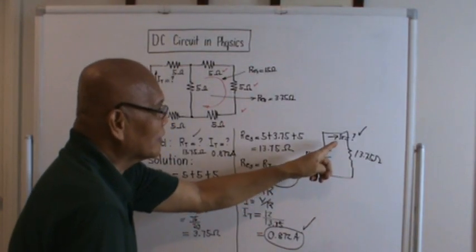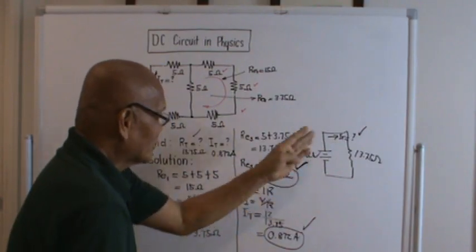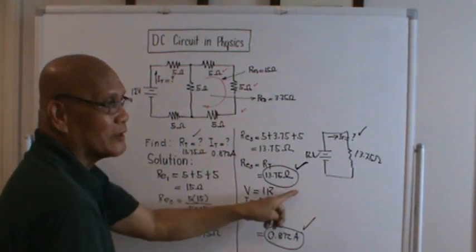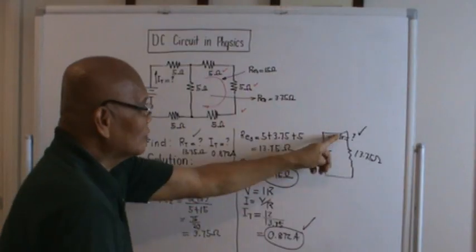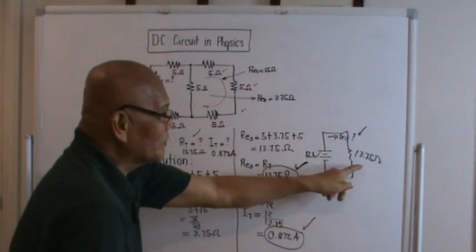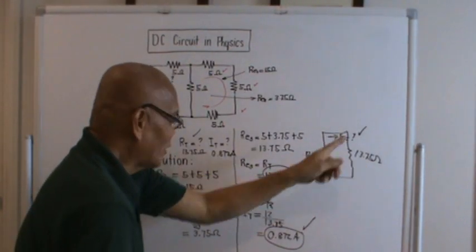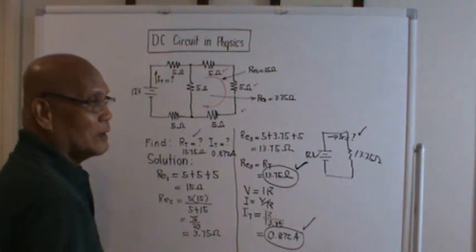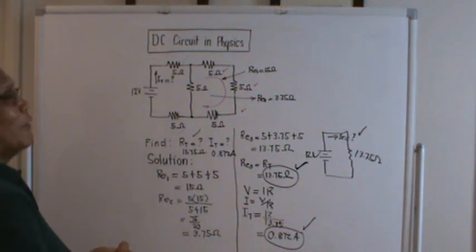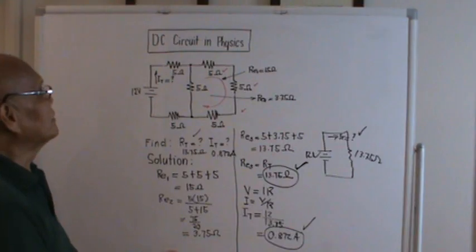So if the total current is being asked, like what I said, I use Ohm's law, voltage equal to IR. Current will be the applied voltage divided by the total single equivalent. And what comes out is 0.872. Okay, that's it, guys. This is just a DC circuit.